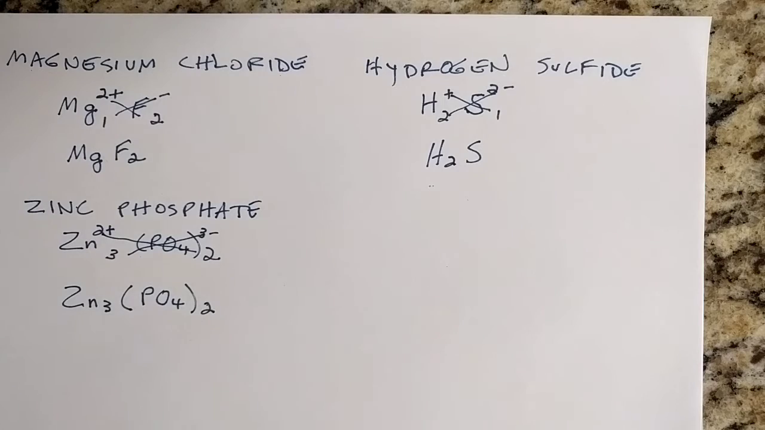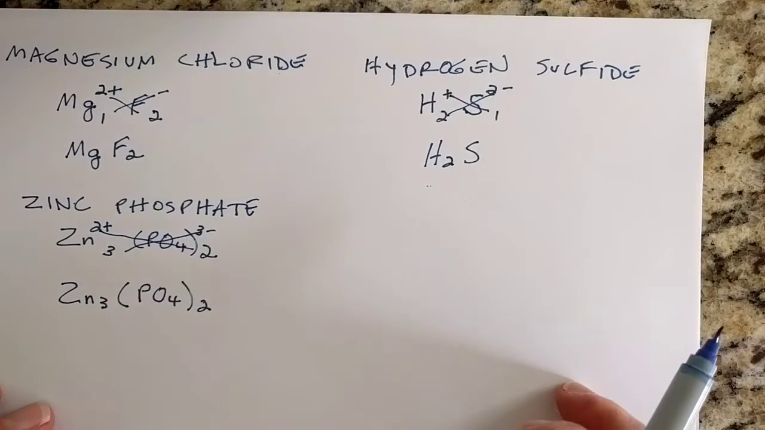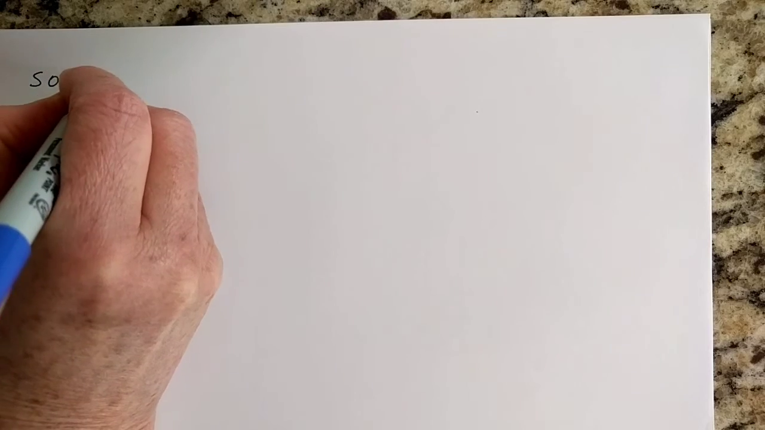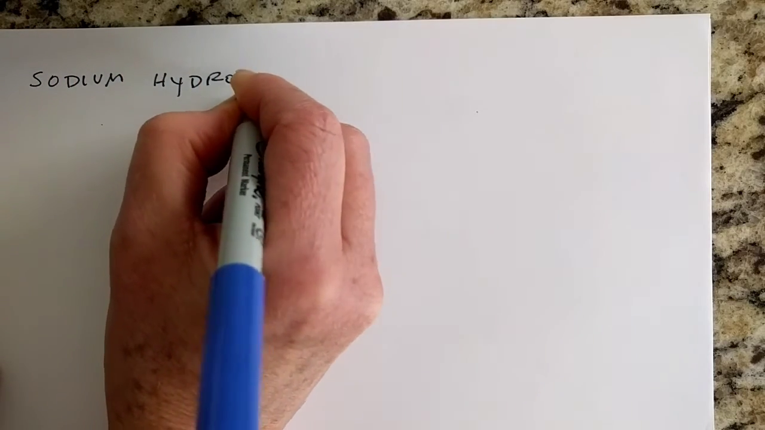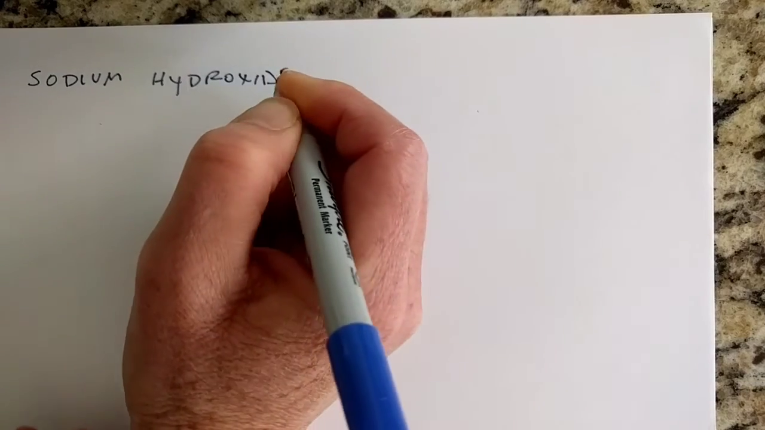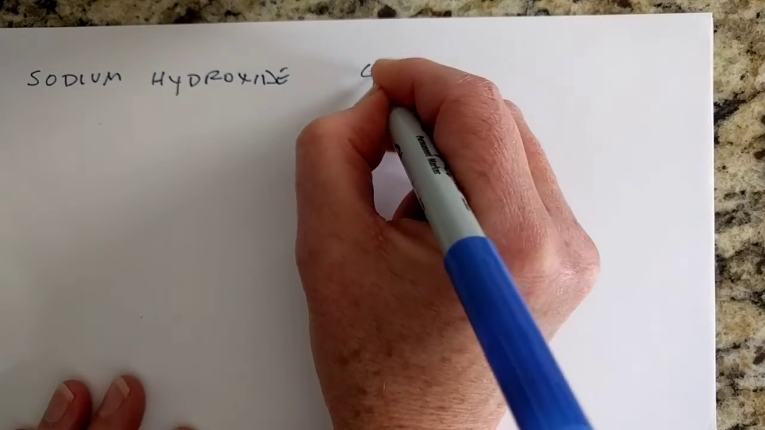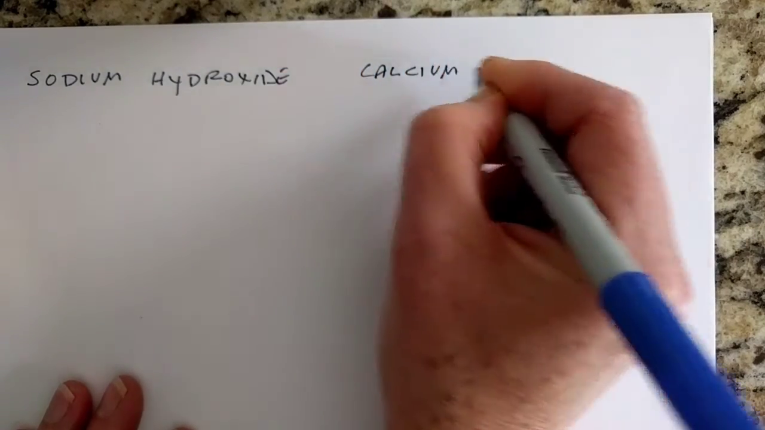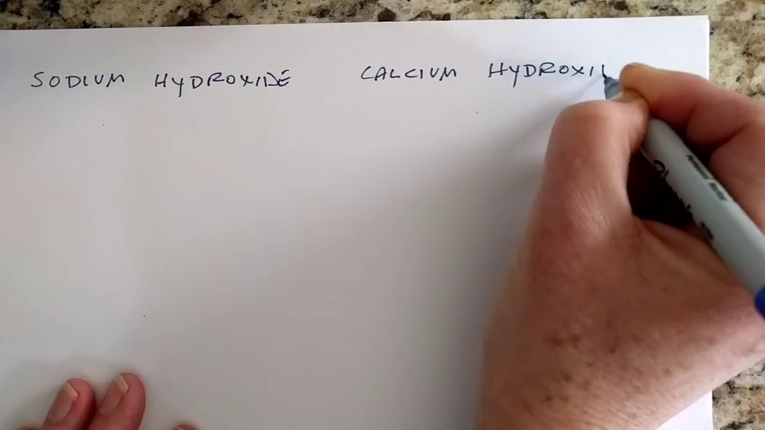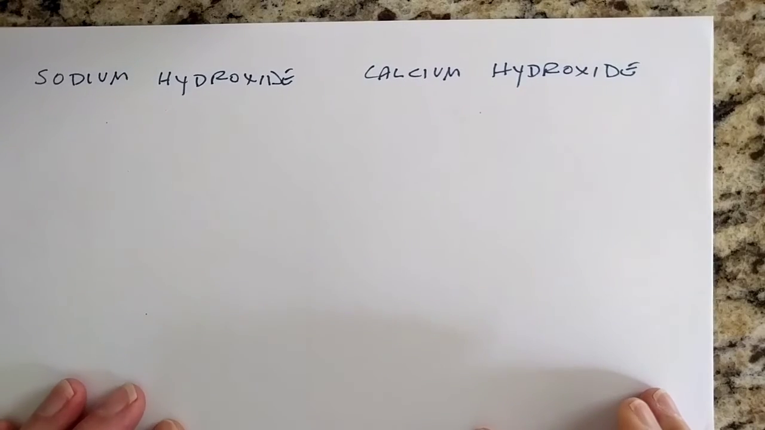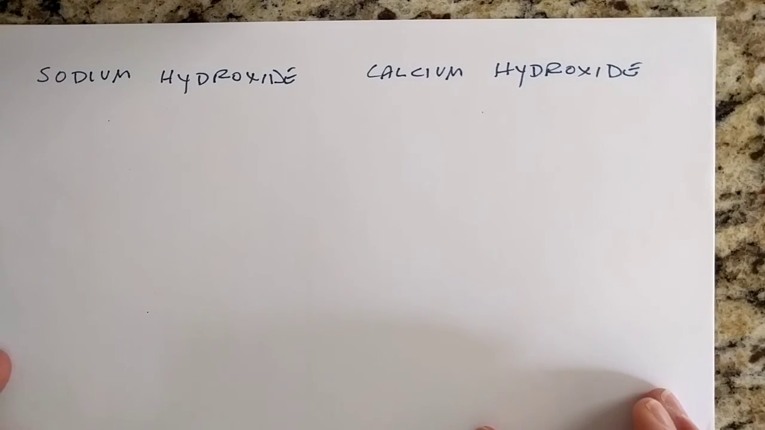Okay, so what should we do next? Oh, I want to do two kind of side by side. Okay, so next we're going to do sodium hydroxide, and we're also going to do calcium hydroxide. All right, so we're just going to follow the steps.